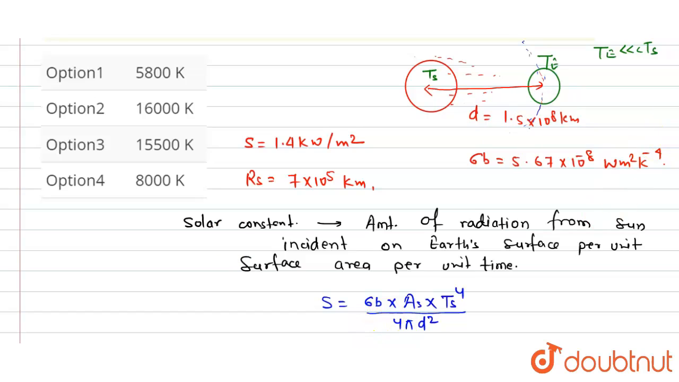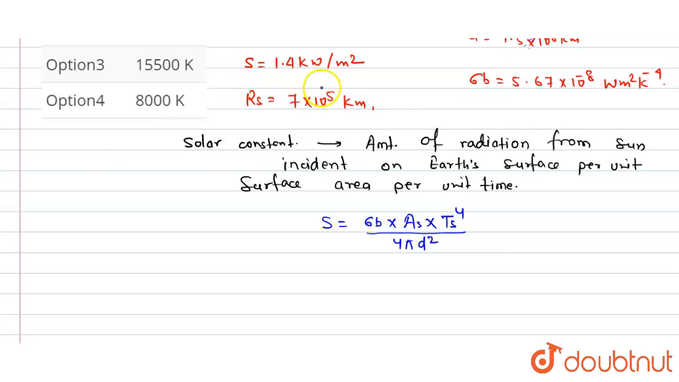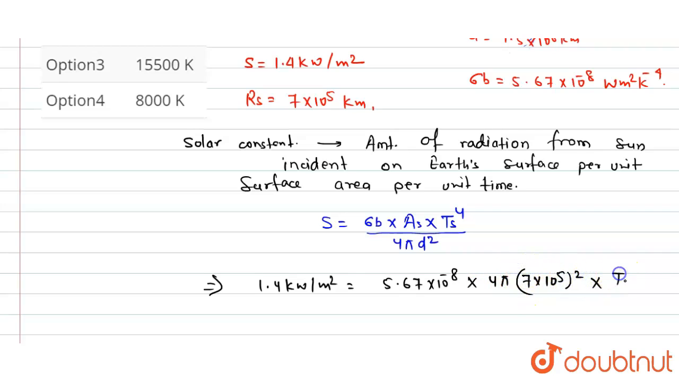Now we put the values. The solar constant is 1.4 kilowatt per meter square, sigma b is 5.67 multiplied by 10 raised to the power minus 8, and the area of the sun is 4 pi r square, where the radius of the sun is 7 multiplied by 10 raised to the power 5 kilometers, whole square, and we have to find the temperature of the sun, so Ts raised to the power 4, whole divided by 4 pi, and the value of d is 1.5 multiplied by 10 raised to the power 8, whole square, and 4 pi will be cancelled out.